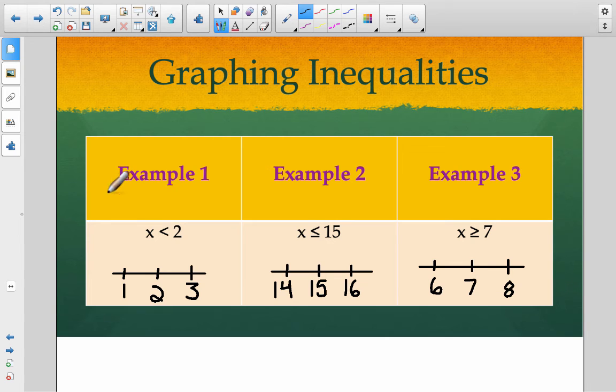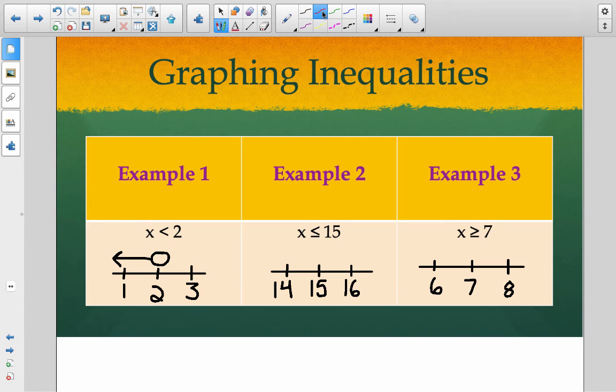Alright, so example 1, x is less than 2. Now, we talked about the meaning of inequality. So if x is less than 2, the answer is 1, 0, negative 1, negative 2, so on and so forth. So we're going to keep our number line short and sweet. The number that is in the inequality itself is going to go in the center, and I'm going to put a circle above it. Less than 2. The numbers that are less than 2 go to the left. So I'm going to draw an arrow to the left. And that is my graph.